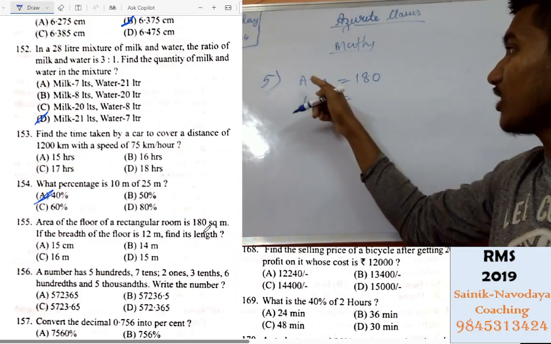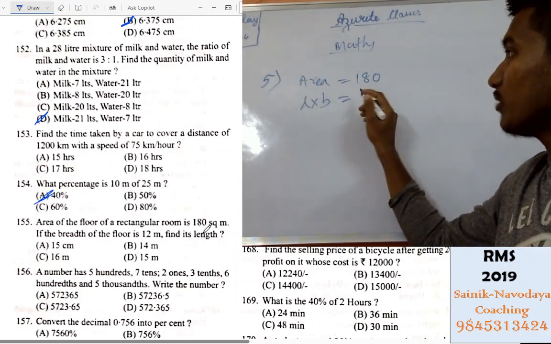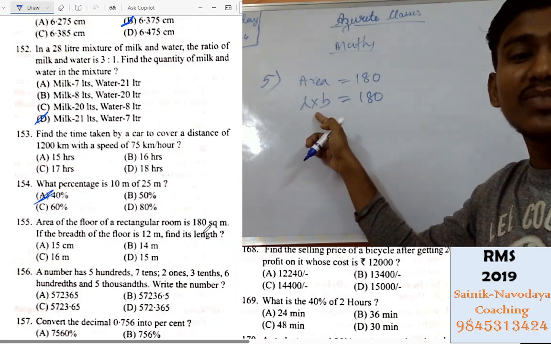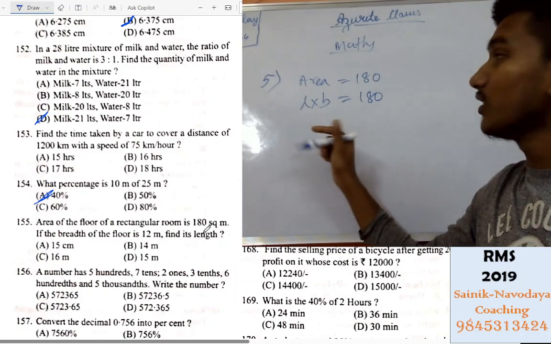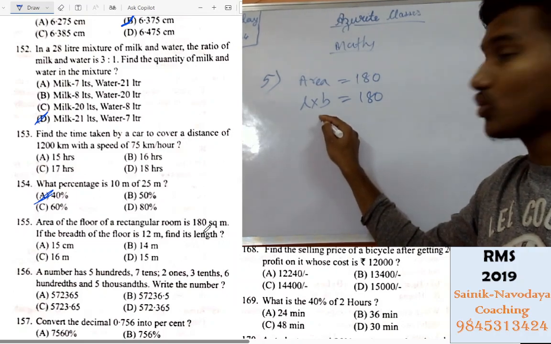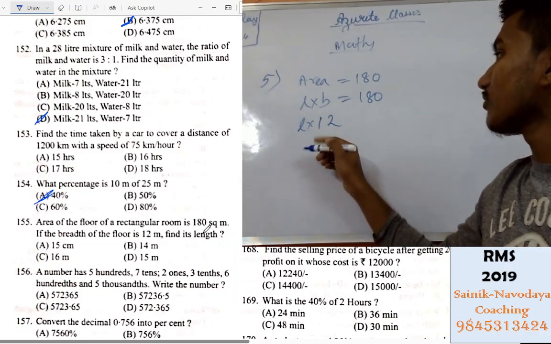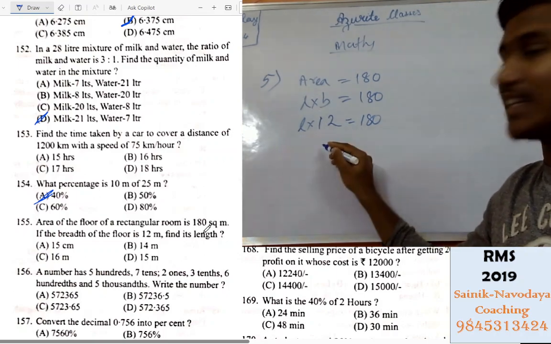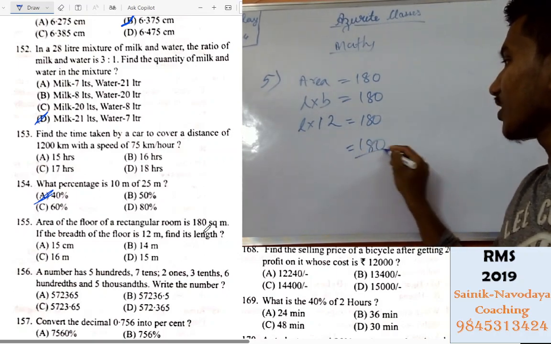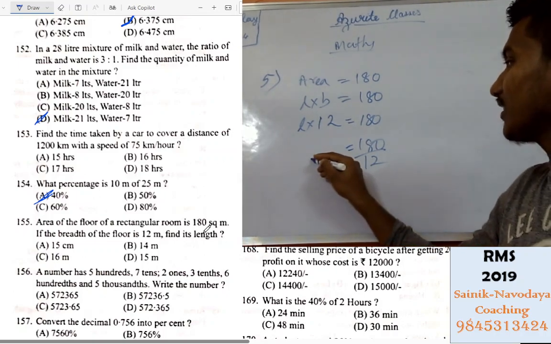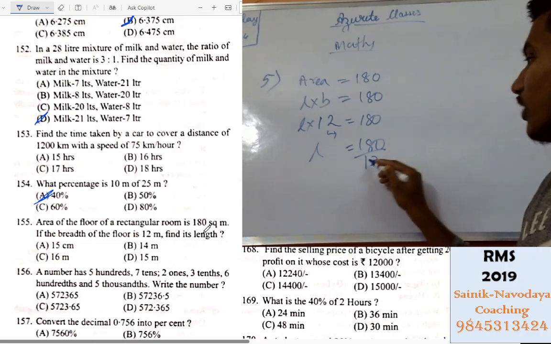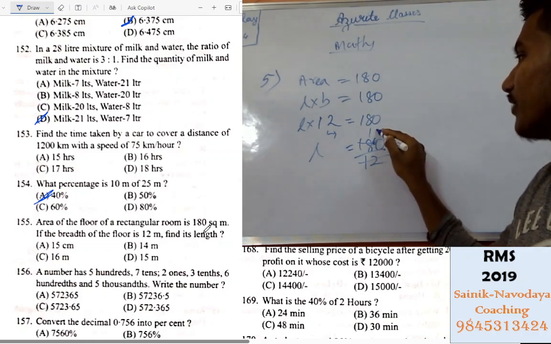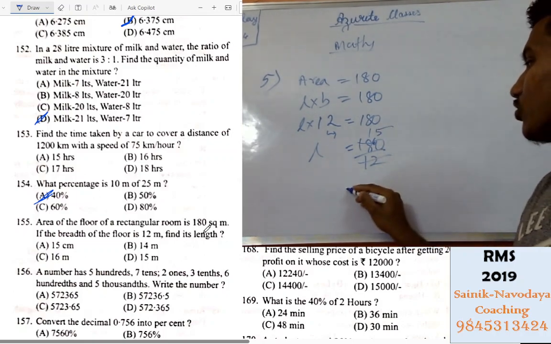So that will be length into breadth, that is 180. Now what have they given? They have given the breadth of the floor as 12. So length into 12. If you want to find the length, we have to divide that side, right? So 180 divided by 12. If you divide it, you will get the answer. 12 ones are 12, 6 will be remaining, 12 fives are 60. So length is how much?